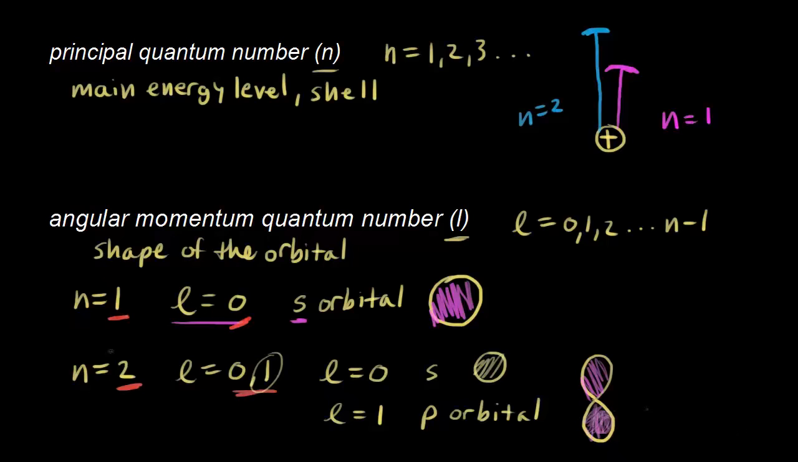So if n is equal to 2, if we call this a shell, then we would call these subshells. So these are subshells here. And again, we're talking about orbitals. l is equal to 0 is an s orbital.